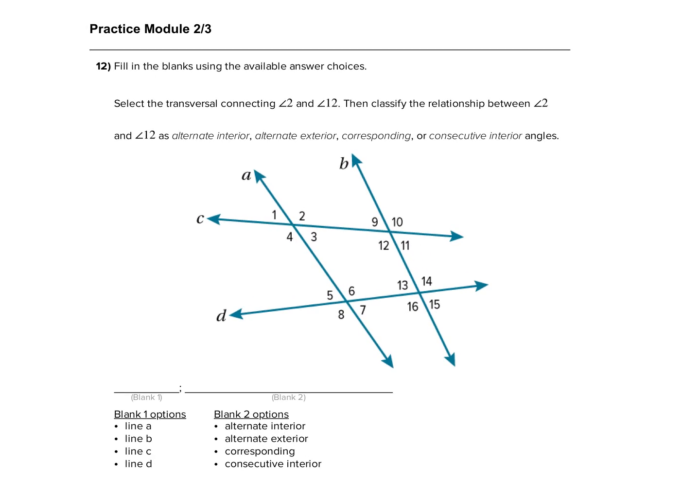Here, you'll notice we have 4 different lines. So we need to determine which line is the transversal given the pair of angles that we're talking about. In this case, it's 2 and 12. And then we need to determine whether they're alternate interior, alternate exterior, corresponding, or consecutive interior angles, which we could also call same side interior.